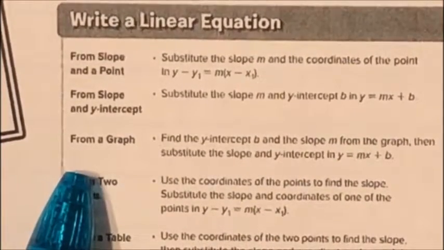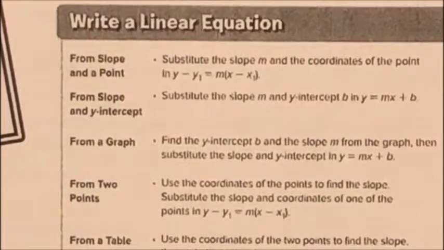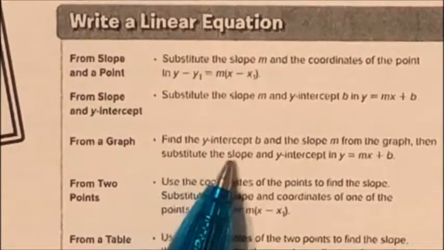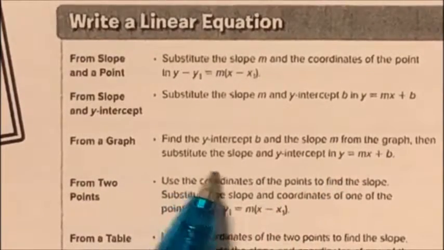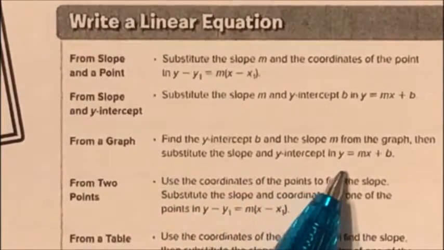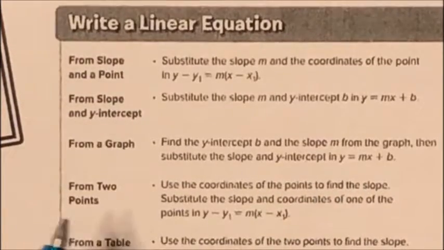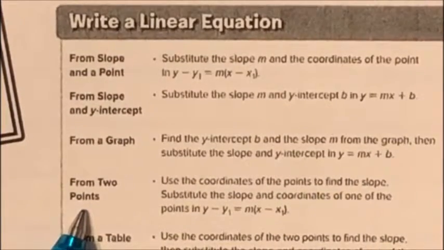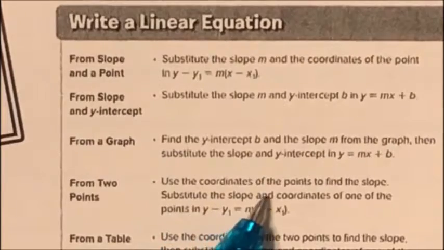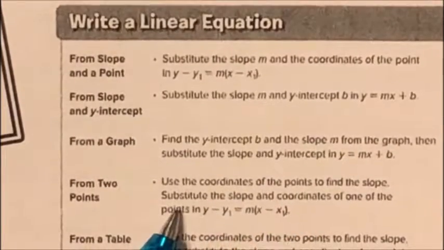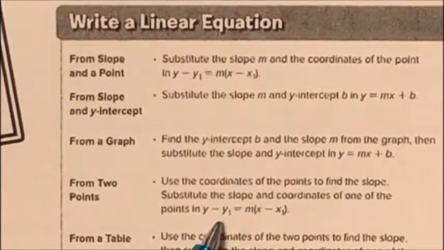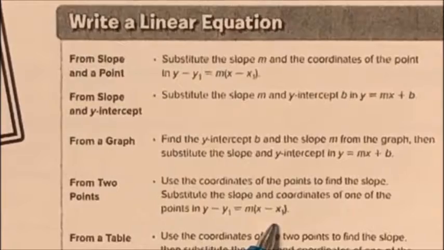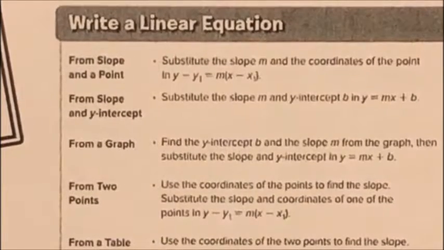You can also write a linear equation when you're given a graph. I can find the y-intercept b and the slope m from the graph. Then I can substitute the slope and y-intercept in y equals mx plus b. You can do it when you're given 2 points. You can use the coordinates of the points to find the slope. You can substitute the slope and the coordinates of one of the points in y minus y1 equals m times x minus x1 and solve it from there.